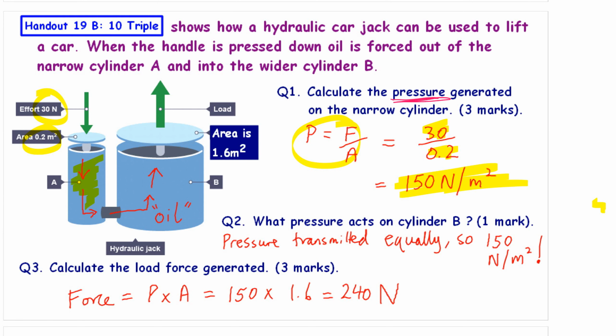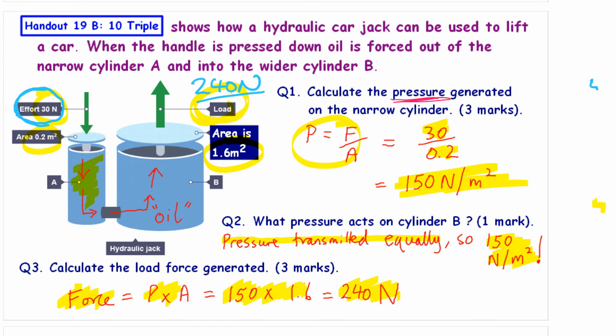But oil is a liquid, so that pressure is transmitted equally. So on B, it is also 150 newtons per meter squared of pressure. But that means that the load force, the pushing up force, is going to be greater. Force, F, is P times A. The pressure is 150 multiplied by the area, 1.6, and that gives us a load force of 240 newtons. It's a force multiplier. You put in 30 newtons of effort here, and the load force that came out was a whopping 240 newtons. You've multiplied the forces by 8.